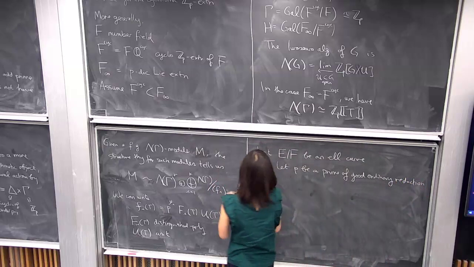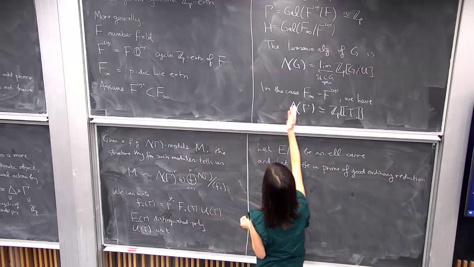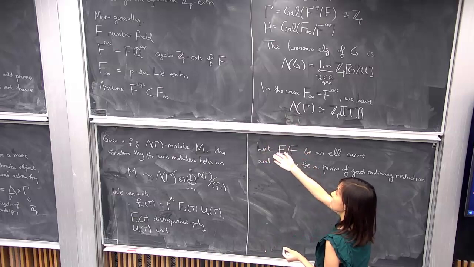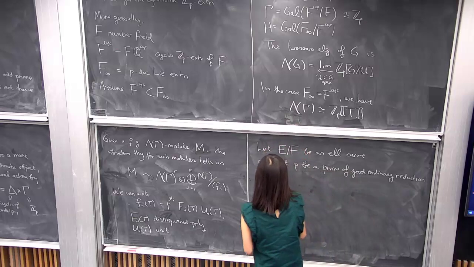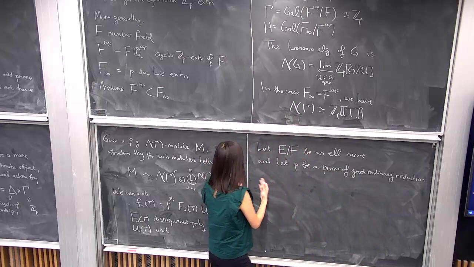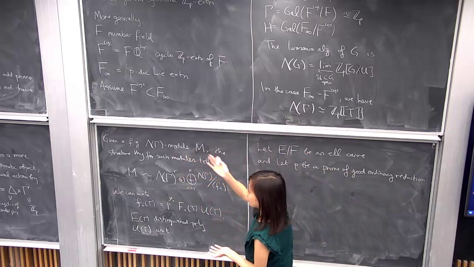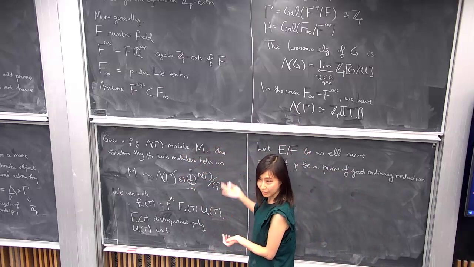Then, again, I'm assuming F_infinity is a p-adic Lie extension and it contains the cyclotomic Z_p extension. And then I can consider the following Iwasawa module, which is this more complicated arithmetic object, which turns out to be a finitely generated Iwasawa module.